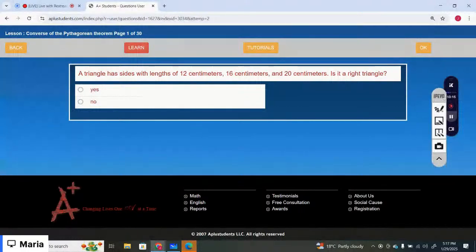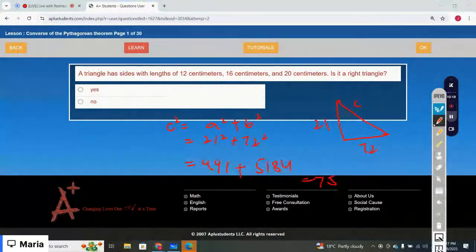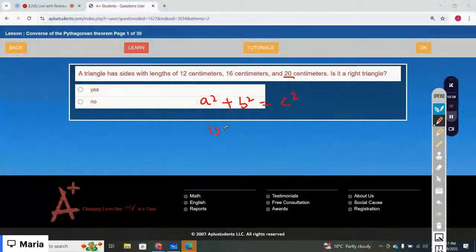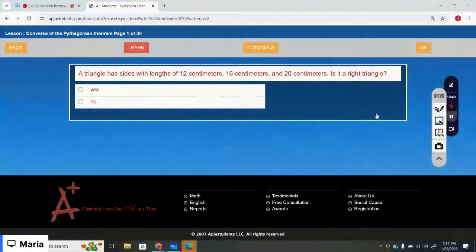A triangle has sides with lengths 12 centimeters, 16 centimeters, and 20 centimeters. Is it a right triangle? So C is 20. I think yes, it is. See, both sides are exactly equal. That means the given triangle is a right triangle. Got it? The correct option is yes.